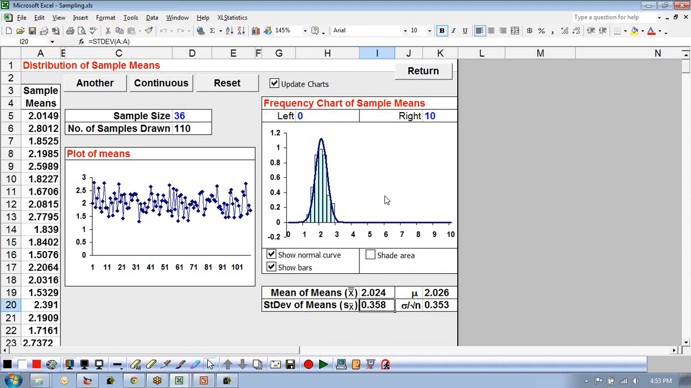There you go. There's my 100 before. That looks a lot more normal than the one where we were only taking 16. And that's just because if it starts out asymmetric, it takes a little more oomph to push the means to be normal. And there you have it.